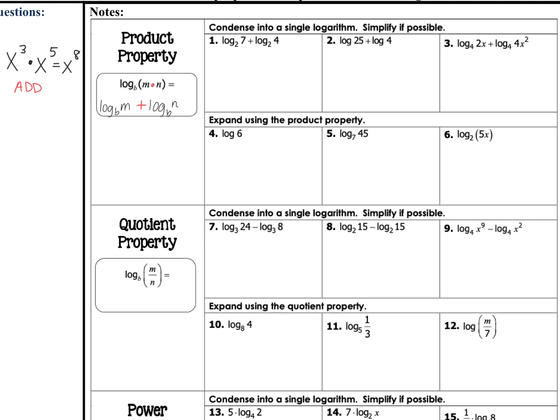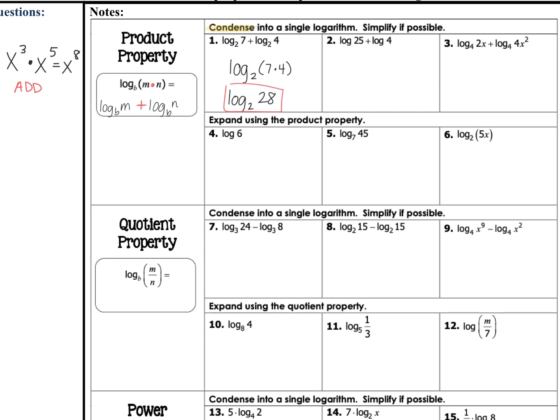The words that you need to get used to seeing over the next few days are condense and expand. When you see the word condense, condense means to make smaller. So if I'm condensing these, I see a plus sign, which means I'm going to multiply the m and the n. So it becomes log base 2, and then I would do 7 times 4, which would become what? Log base 2 of 28.